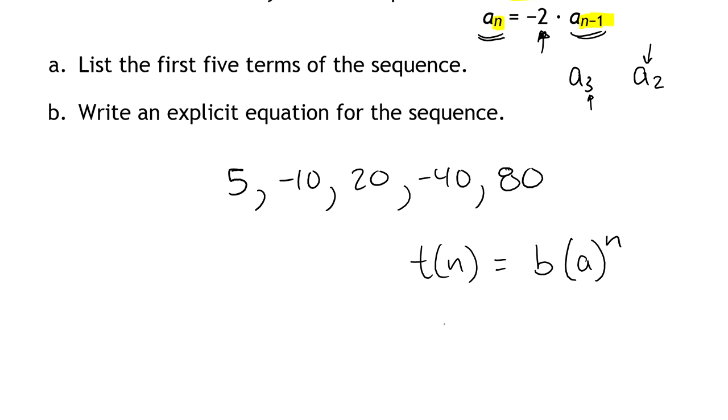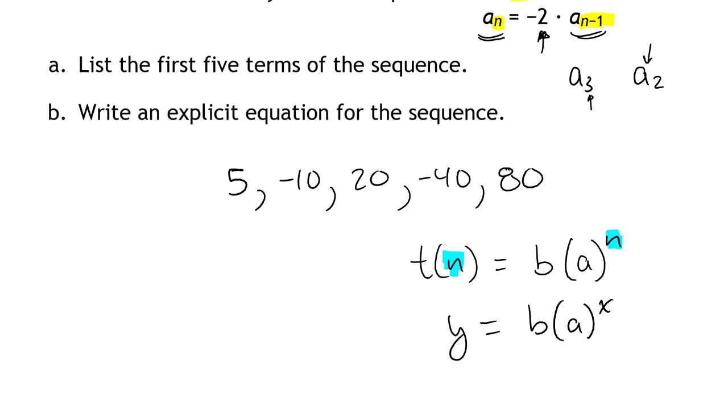This would be equivalent to, for a line, b times a to the x power. So nothing magical about this. This is just the variable that I'm taking as my input, and notice that it ends up in the exponent. So let's do this for this sequence.